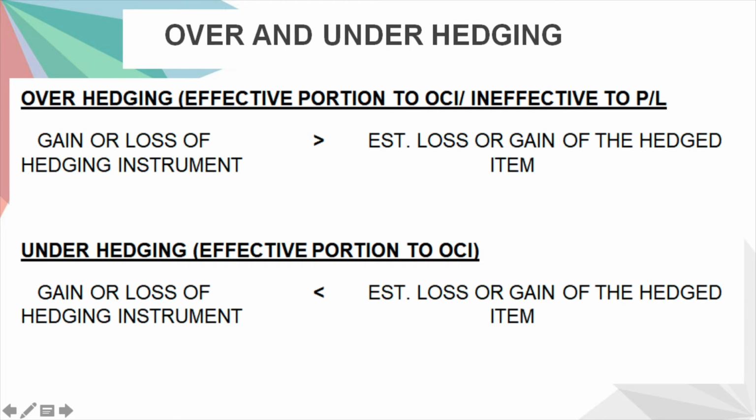So when it happens for over-hedging, the effective portion goes to other comprehensive income and the ineffective portion to profit and loss. For example, if the gain or loss of the hedging instrument is more than the expected loss or gain of the hedged item, we call it over-hedging. And for under-hedging, the effective portion goes to other comprehensive income, where the gain or loss of the hedging instrument is smaller or lower than the expected loss or gain of the hedged item.